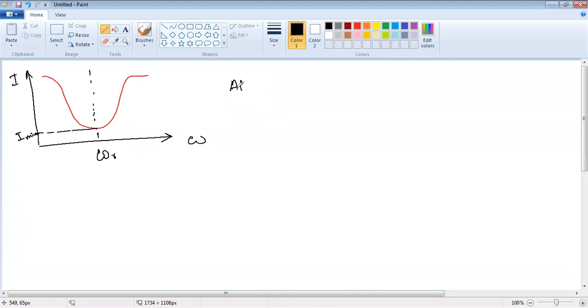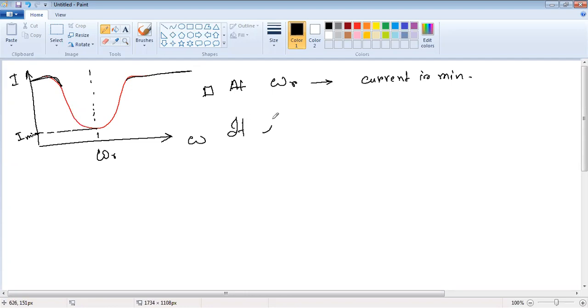So at resonant frequency, current is minimum. And as we move away in both directions, the current will be increasing. If we move, then it will go to the higher position. So from this graph, could you remember one thing? It looks like a band reject or stop band filter.